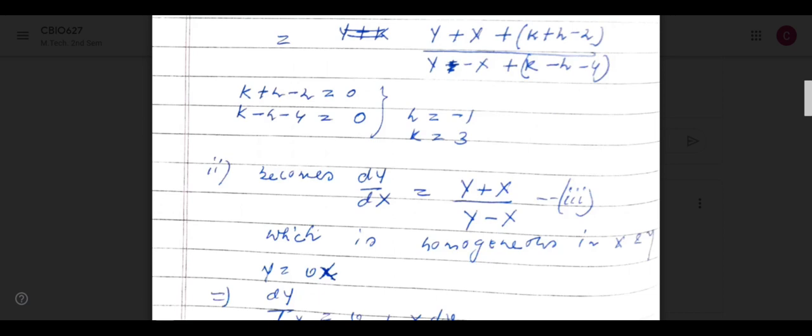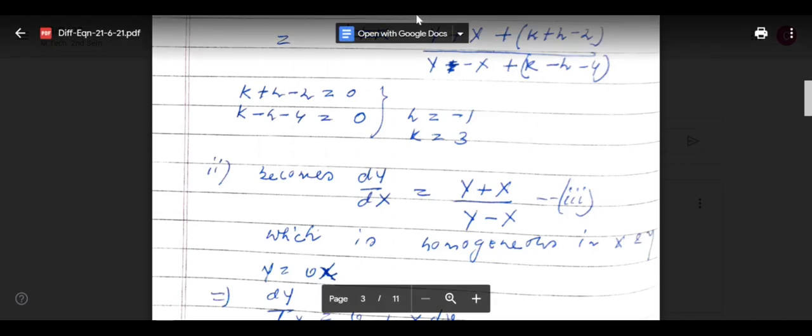May I know how many of you understood? Yes, ma'am. Understood. Everyone, Bablu and Satish and Amol. Got it.